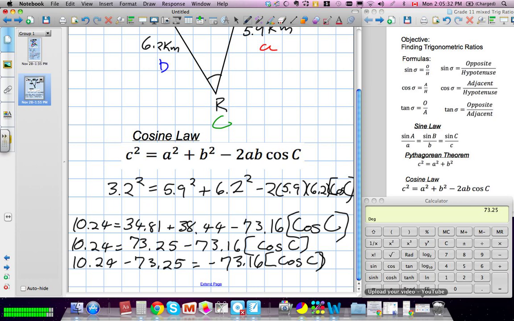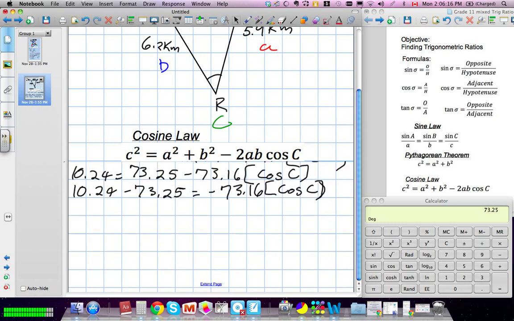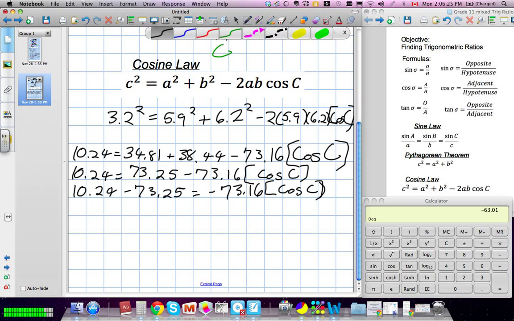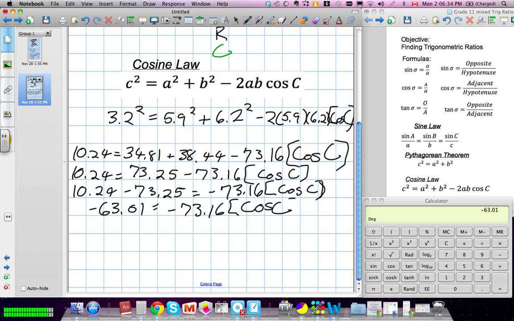Okay, so we're going to equate on our left side. We had 10.24 subtracted by 73.25. So negative 63.01 is equal to negative 73.16 cos C. Now, again, we still have to get C by itself. So I need to move this 73.16, or the negative version of it, which means we need to divide both sides of the equation by negative 73.16.